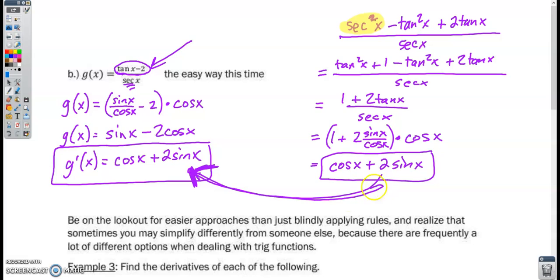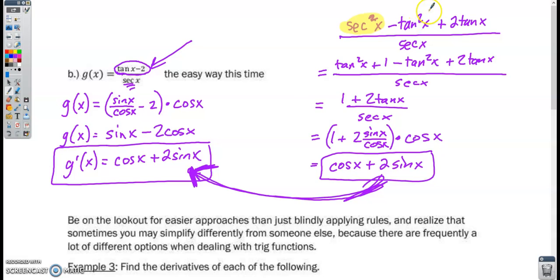Now, which of those derivatives do you think is nicer? And were we better off using the quotient rule or simplifying first? In this case, we were better off simplifying first. And in fact, that's what you see next here. Be on the lookout for easier approaches than just blindly applying rules. Realize sometimes you may simplify differently from someone else. There's a lot of different options when you're dealing with trig functions.